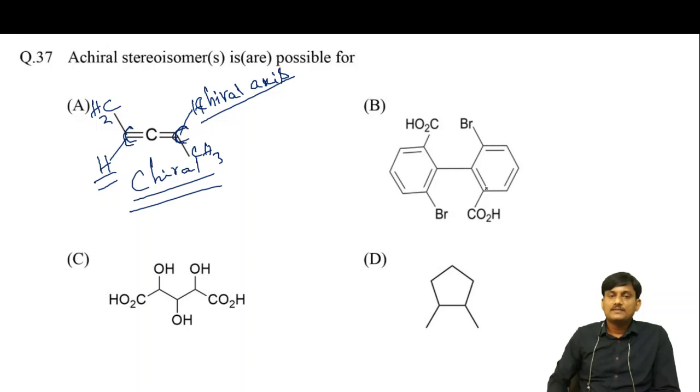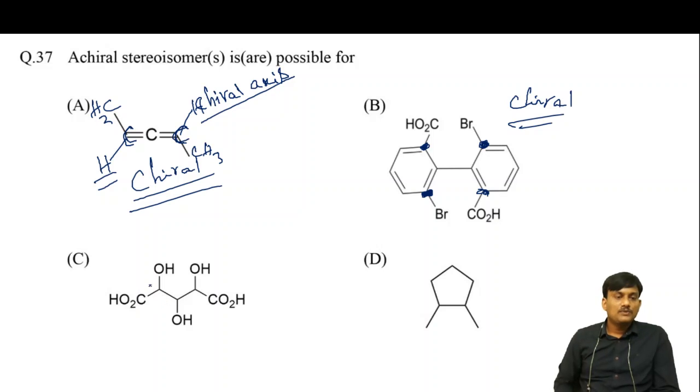Biphenyl compounds. In this case also, when the ortho substituents are two different substituents, then the compound will be optically active. This one also is due to chiral axis. Here also there are two different atoms, so this one is also chiral. It can rotate plane polarized light.